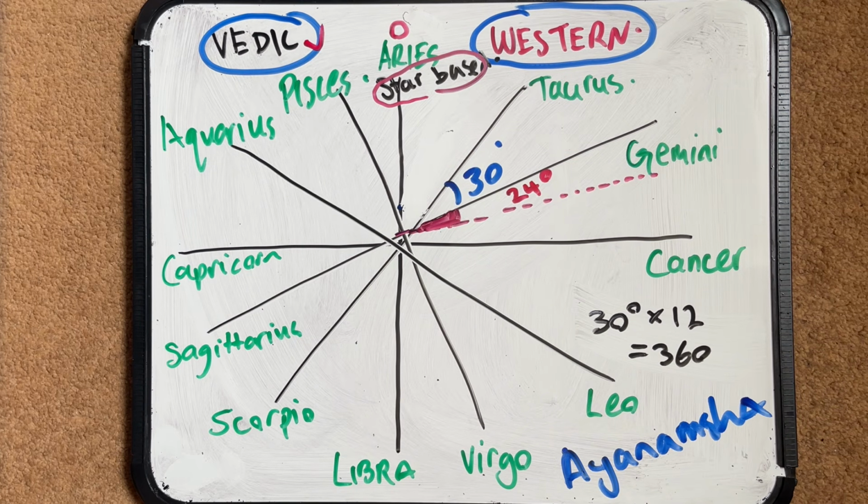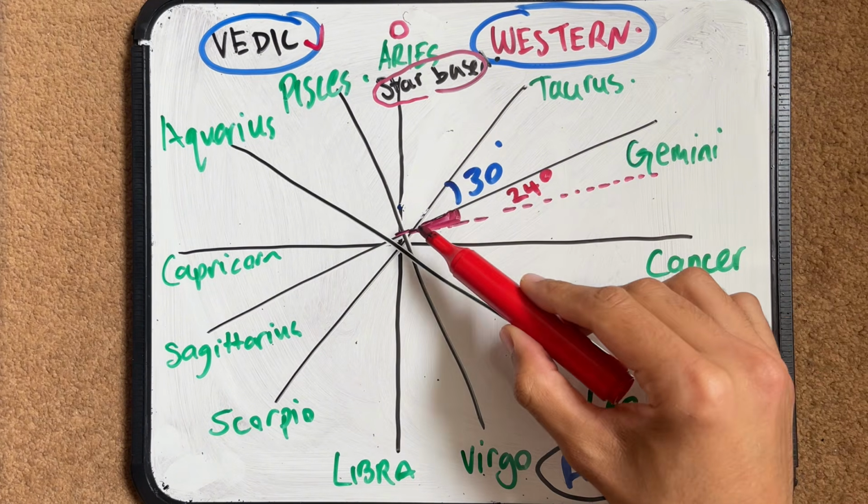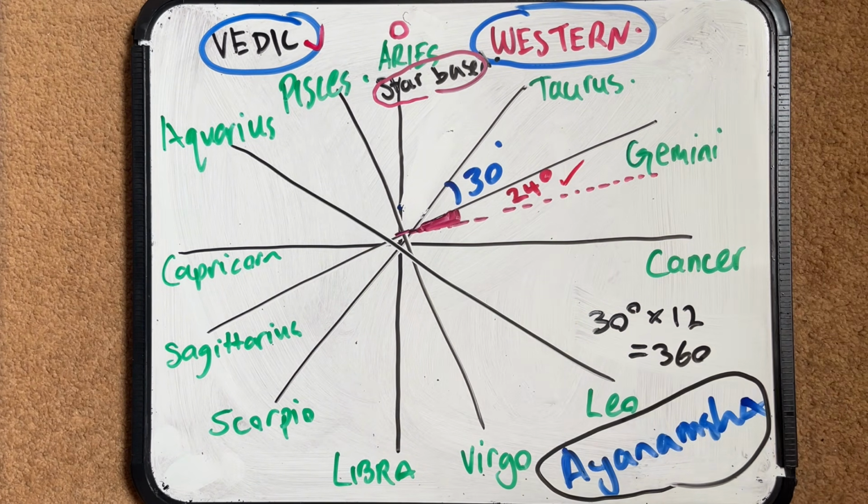Different astrologers may use slightly different values of this Ayanamsa. For example, some may use the Lahiri Ayanamsa, some may use the Raman Ayanamsa, and some may use other Ayanamsas. But for a beginner learning this, do not worry about it too much. You don't have to look into this. The main thing to understand is this roughly 24 degree difference between the two systems.